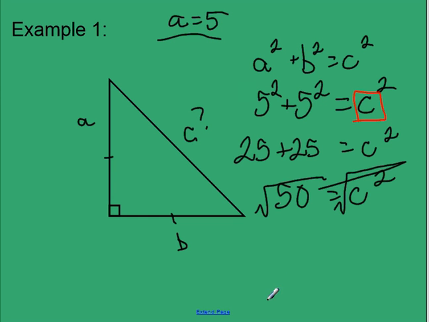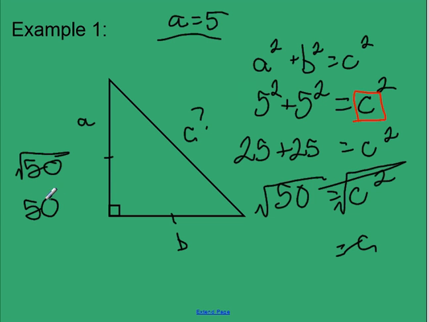So if I take the square root of both of these sides, you can either do it in a calculator and end up with a decimal, and sometimes that's okay. But sometimes the problem is going to want you to give an exact answer. And what that means is taking this square root of 50 and simplifying it. So let's do a quick review of how to simplify the square root of 50. This is from much earlier in the year.